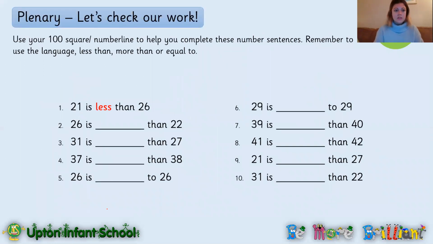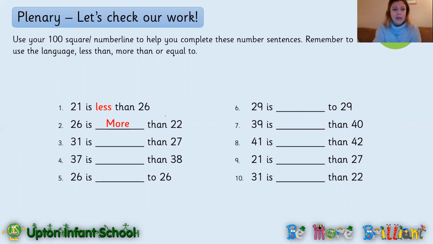So welcome back to the green challenge, and we're now going to go through some of the answers we got. So this task, we were trying to find the right words to put in here. So we have our example here, 21 is less than 26. So hopefully you used your 100 squares or your number lines to help you and to find the right words to put in there. So let's have a look at the answers we got.